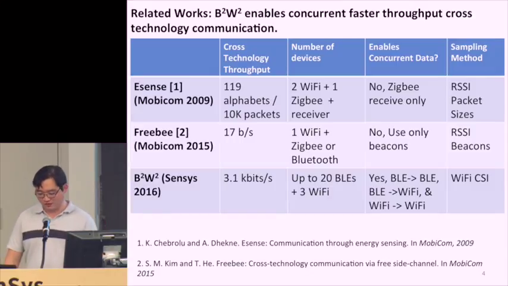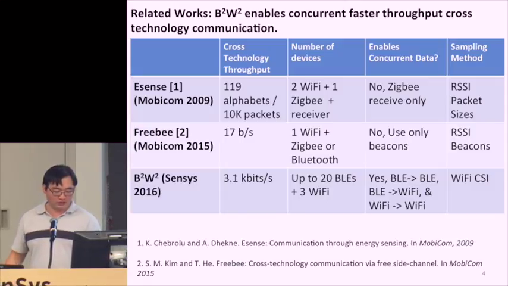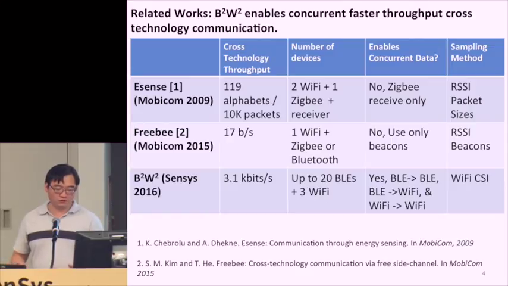Thanks to them, of course, we want to continue this line of thought. What happens if we modulate the power levels of the Bluetooth device? By doing so, we're able to increase the number of devices that can simultaneously communicate to Wi-Fi, and we're able to use what we consider concurrent communications. We actually use data bits compared to beacons. So these are the current works.